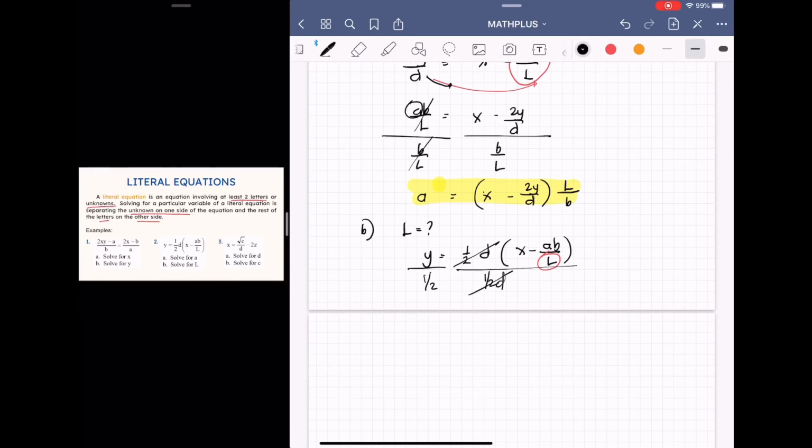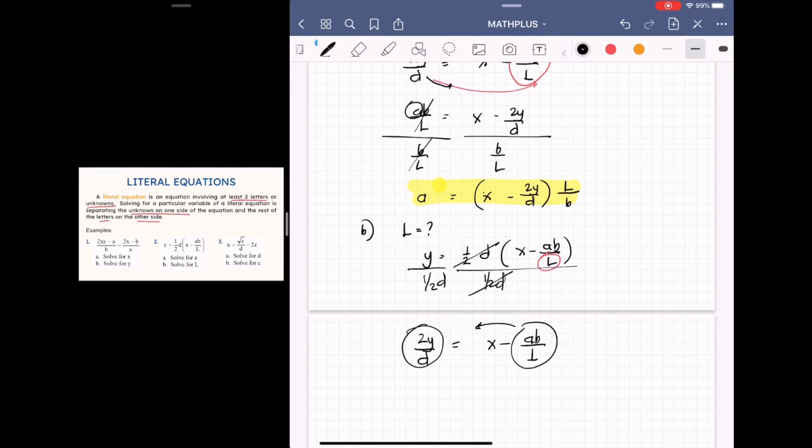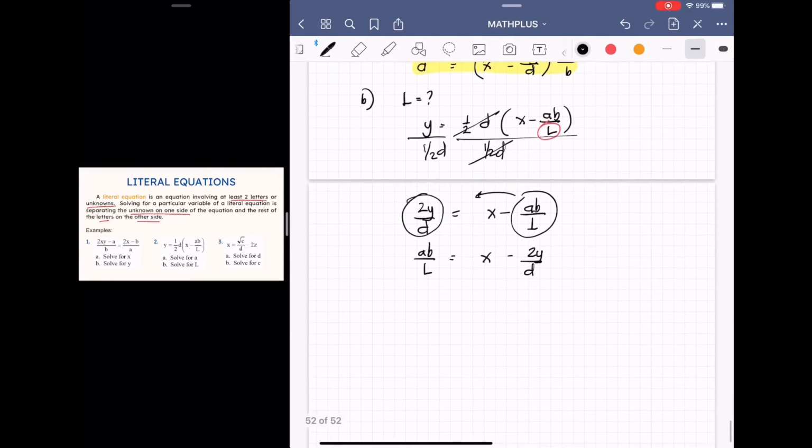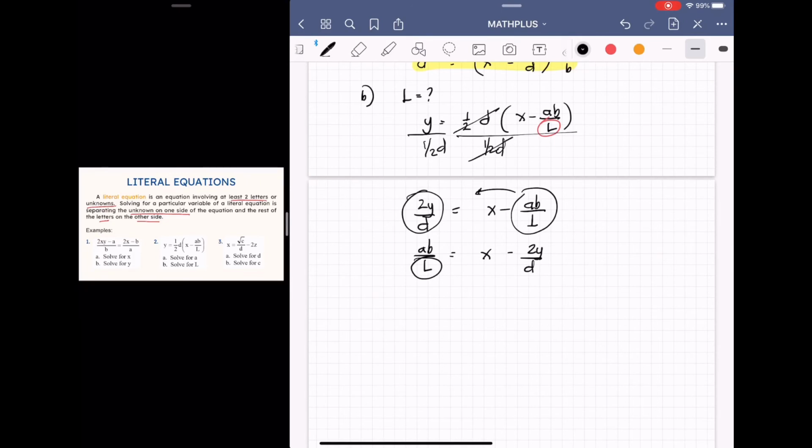So this will be cancelled on the right side. Okay, and I will have 2y all over d on the left, and that's equivalent to x minus ab over L. Next is move this again to the left, switch places with 2y over d. So I'll get positive ab over L, and that's equivalent to x minus 2y over d. Since I am solving for L, what I'm going to do is multiply both sides by L. Okay, this would be cancelled on the left side, and I will obtain the equation as ab equivalent to x minus 2y over d multiplied by L.